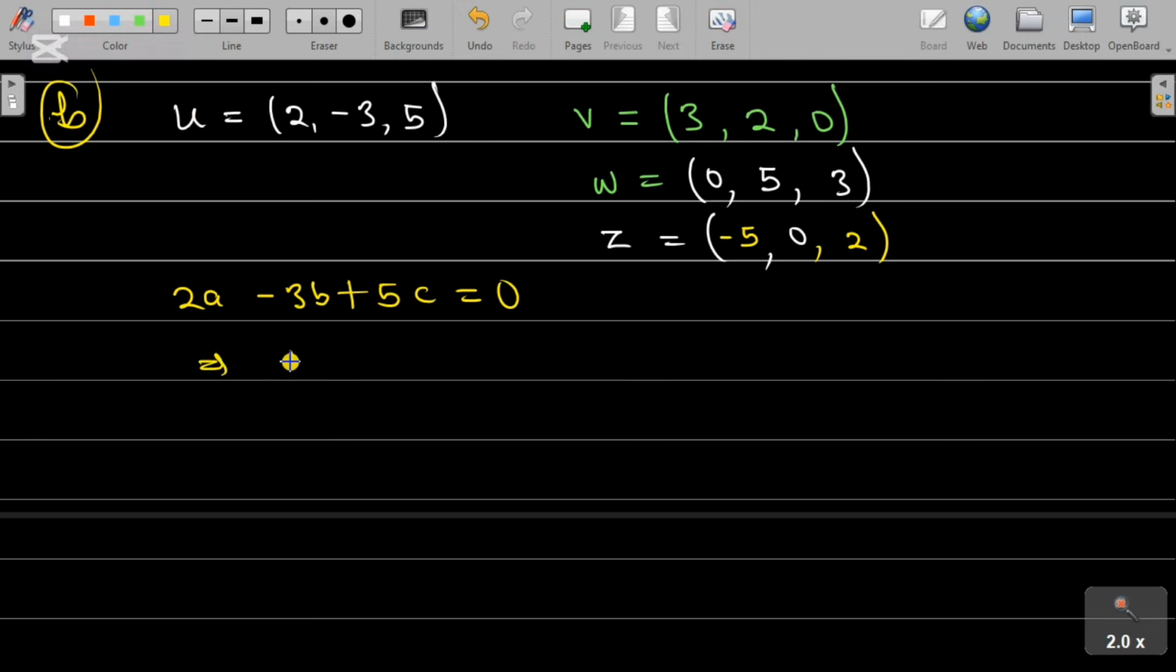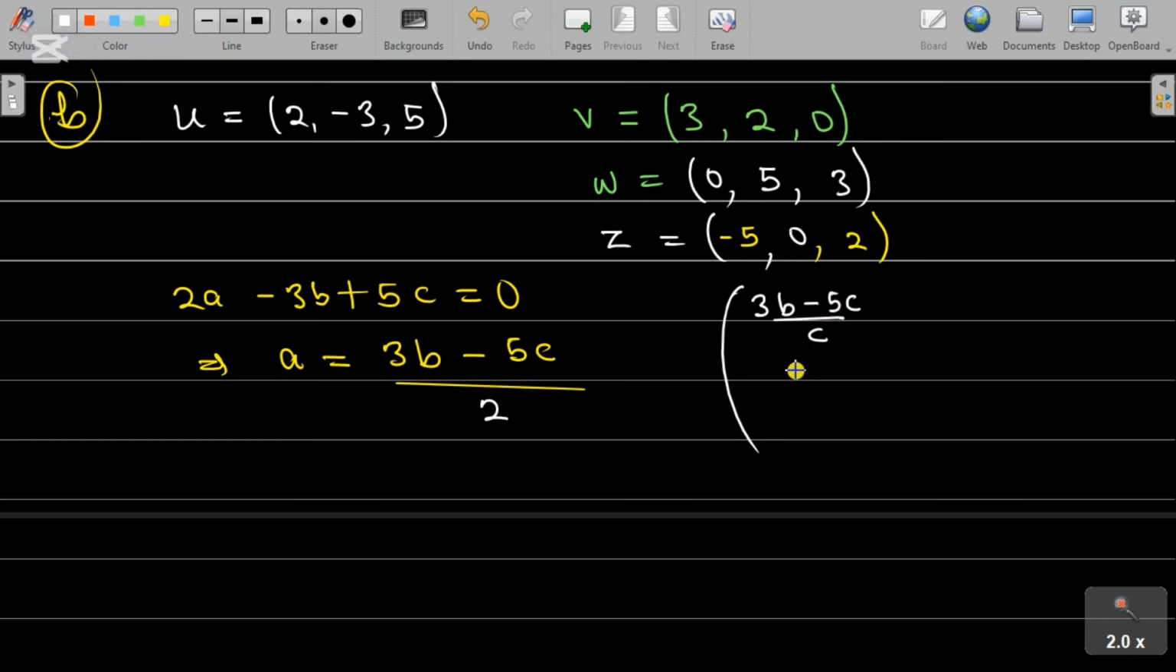If I choose to make A the subject here, this one crossing over will be plus 3b minus 5c, and that is all over 2. I'm dividing both sides by the coefficient of A, which is 2. So you have actually gotten your solution. Let me put it in vector form. The first entry is your A, which you have made the subject of B and C, so it will be 3b minus 5c all over 2.